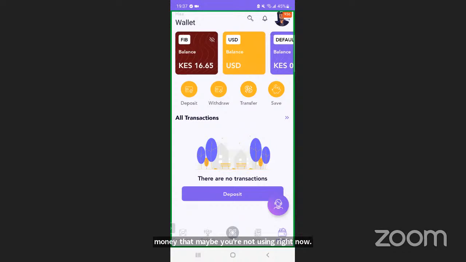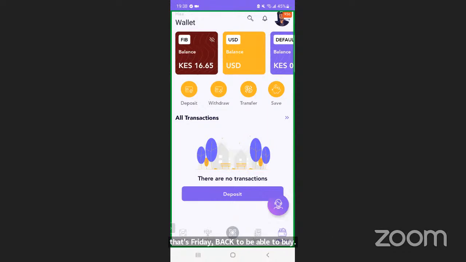So the most important thing is the FIB wallet. Always note that you need to have money in your FIB wallet for you to buy Kenyan stocks. And this is because, as I told you, we partnered with FIB, that's Faida Investment Bank, to allow people to buy Kenyan stocks on the app.